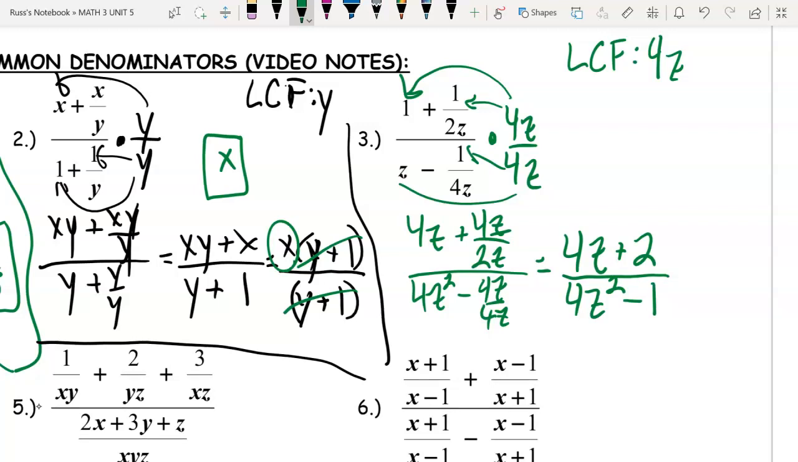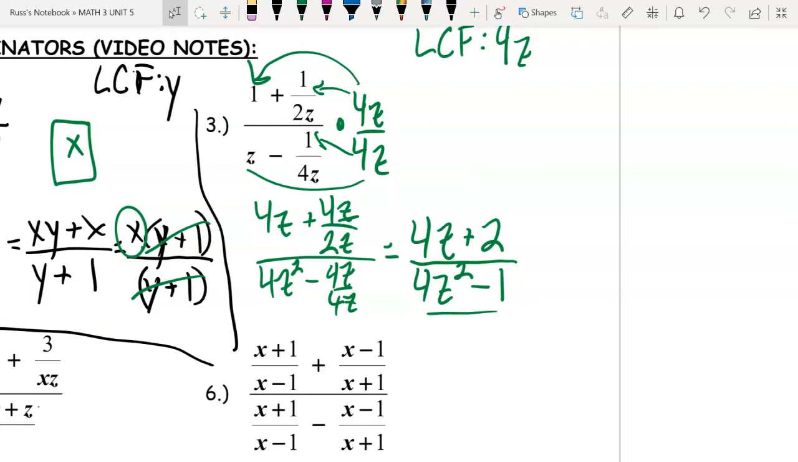Actually, no, it won't, because that's as far as you can go. You can factor this denominator. So if anybody wants to try it, go for it. It would be 2z. Well, I'll let you figure it out. And you can ask me in class if you want to know. But that's as far as I can go. Okay?